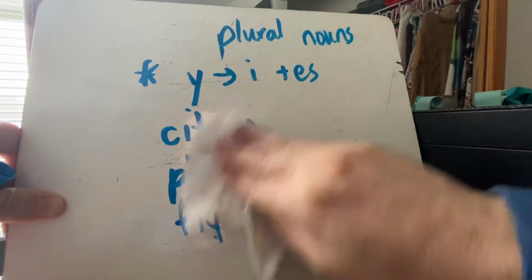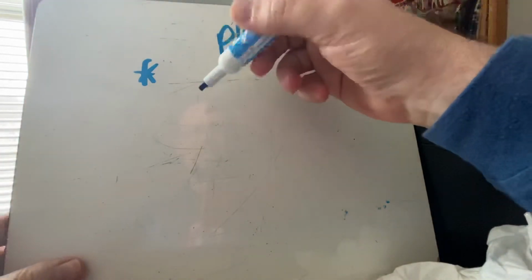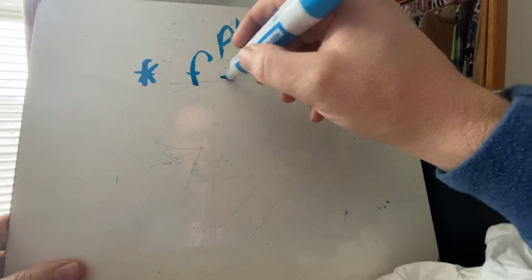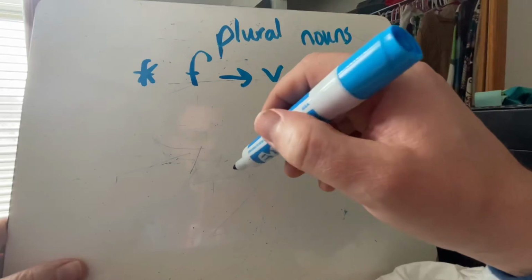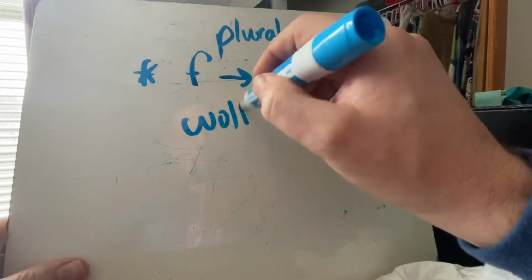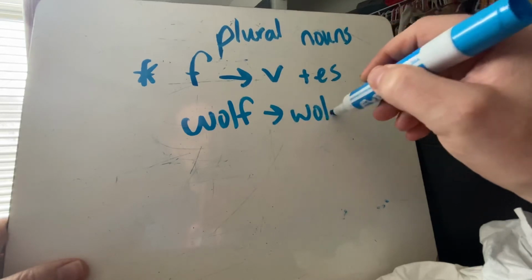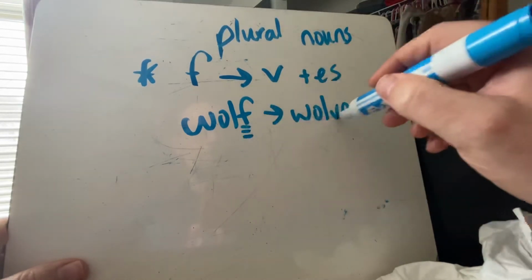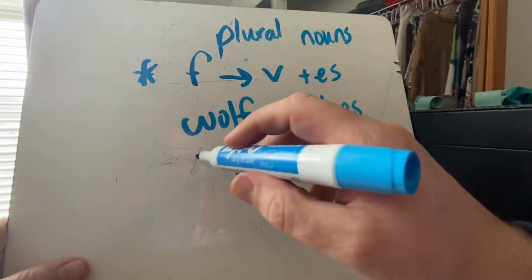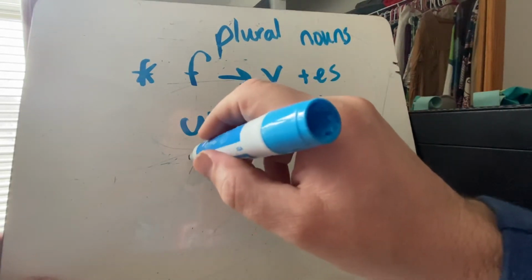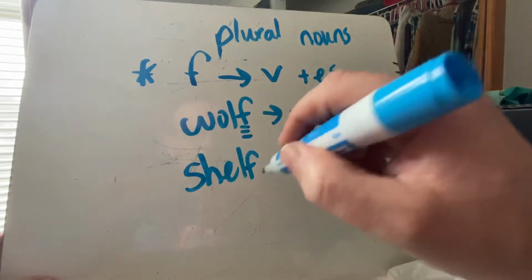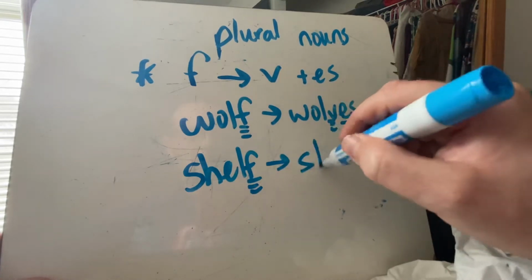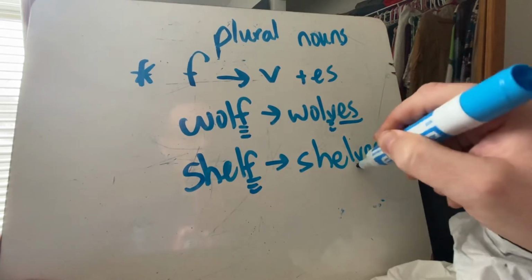There's two other situations that we dealt with this year. Remember, if it ends in a F, we're going to change the F to a V and then add ES. Okay. Wolf. Wolves. F to a V and then add ES. Shelf. Shelves.